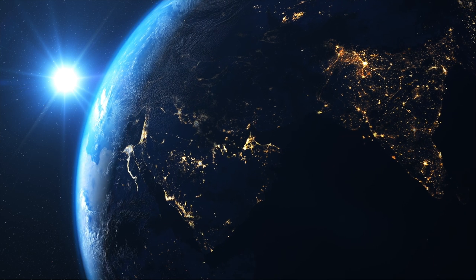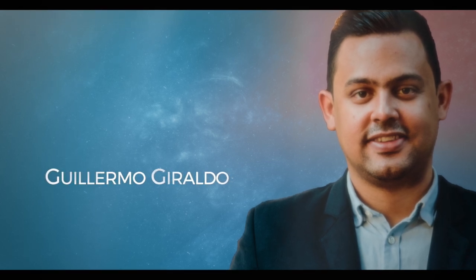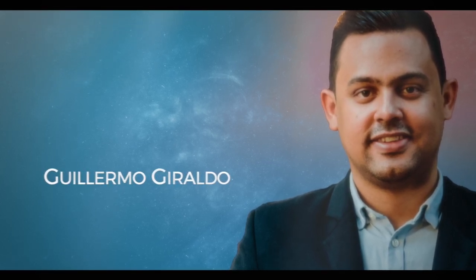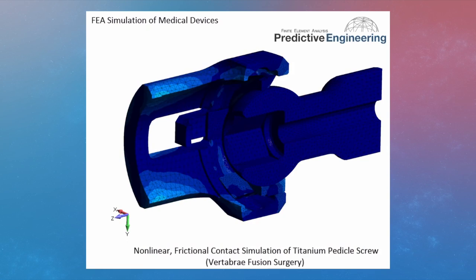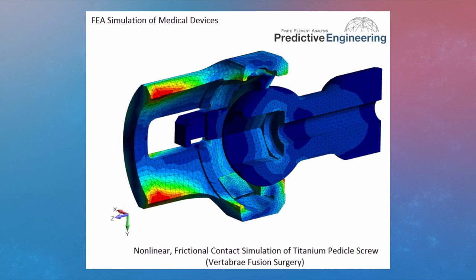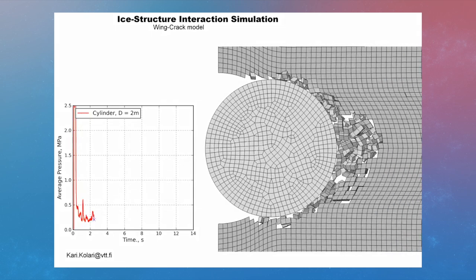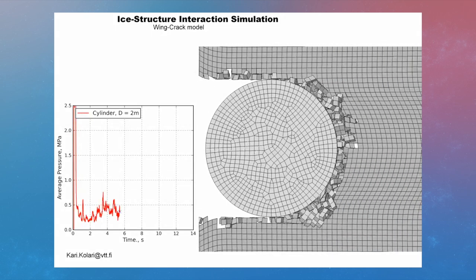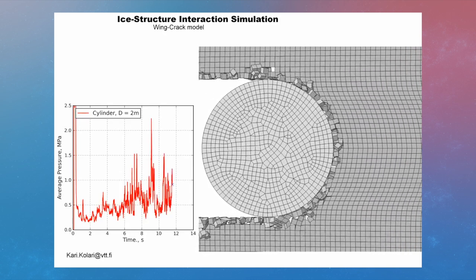For this episode, I'm very excited to talk to an old colleague and friend, Guillermo Giraldo. He is an FEA engineer with focus on industrial applications such as structures, process equipment, piping, and products. Guillermo is experienced in nonlinear simulations, thermal, dynamics, and fracture mechanics, and currently works as a consultant and customer support at SimScale. In this podcast, we talk about how to divide and conquer a complex task in FEA.